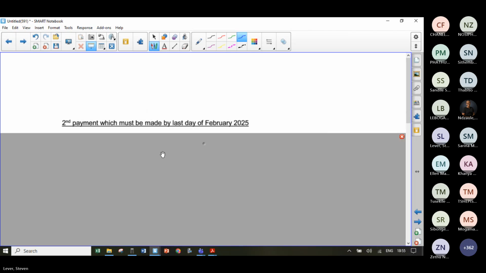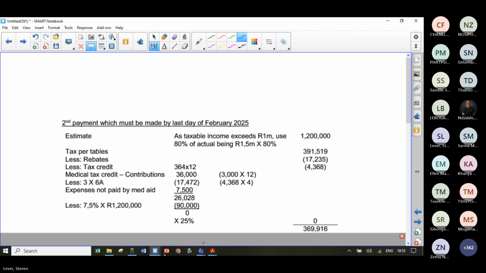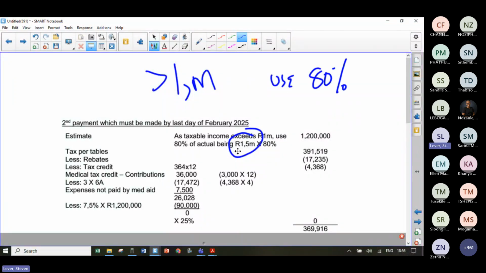Okay. Guys, his income is 1.5 million. And what did we learn? We said that when something is greater than 1 million, we use 80%. So what's going to happen, guys? We're not going to use 1.5 million, which is his estimate. We're going to use 80% of 1.5 million, which is 1.2 million.